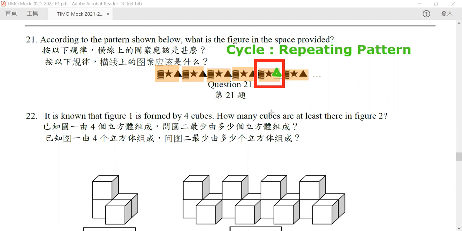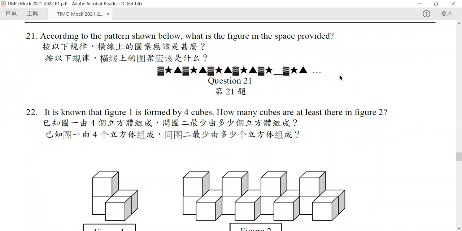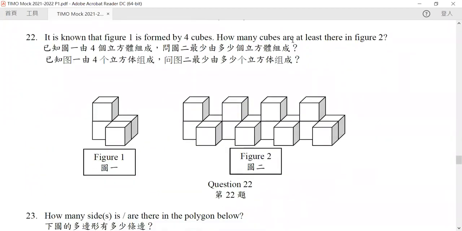Okay, so let's look at question 22. It is known that figure 1 is formed by 4 cubes. How many cubes are there in figure 2? Now again, we can see this is a repeating pattern. Now, if we say that this is a shape which is formed by 4 cubes.